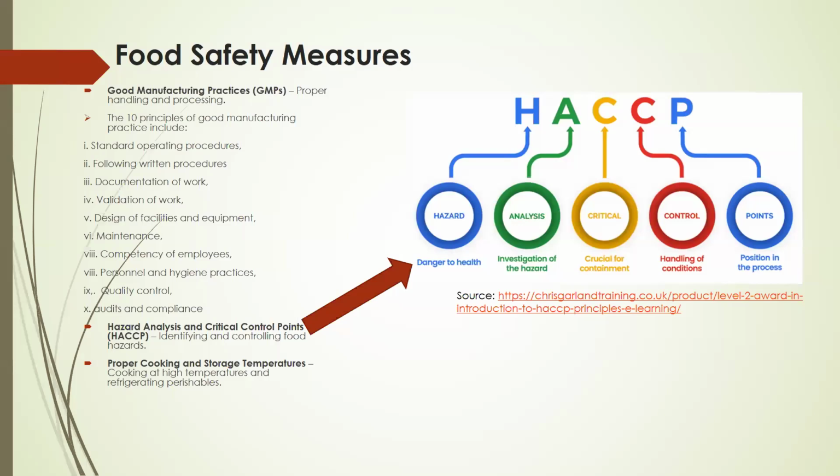Proper handling and processing of food is necessary. You have good manufacturing practices. For those of you that will do your IT in food production outfits, or you later work there, you will understand what GMP is all about later. There are basically 10 principles of good manufacturing practices. This includes standard operating procedure. There must be a properly written standard operating procedure.